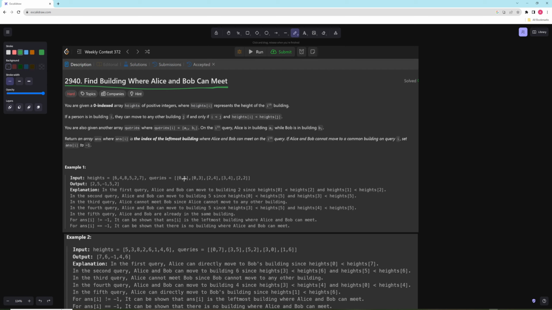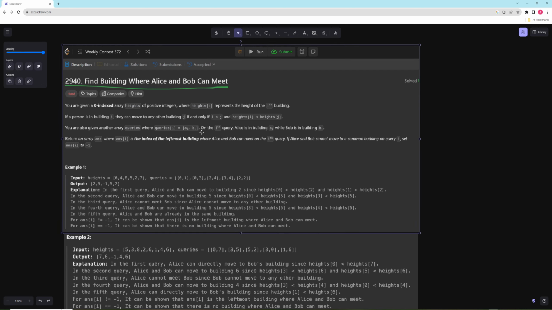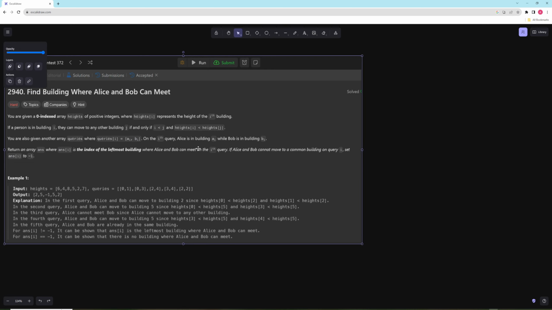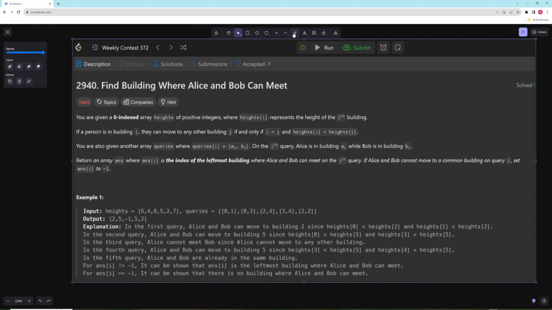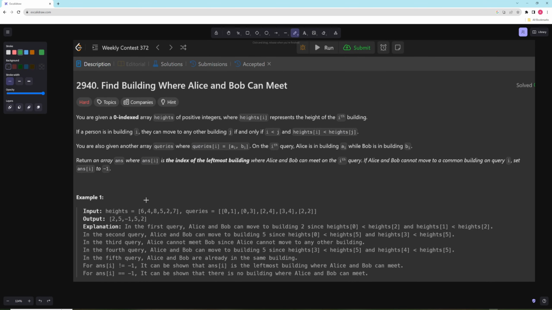So if we look at this example, for query 0 and 1, Alice is here. We can make this a bit bigger and move it down, and then we'll come back and go over the other one. There we go. So for the first query, Alice is here and Bob is here. They have to meet at a building to the right of them, and the first available building is this one. So this is index 2, so that's what we get.